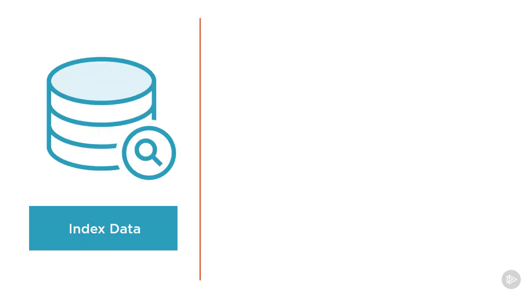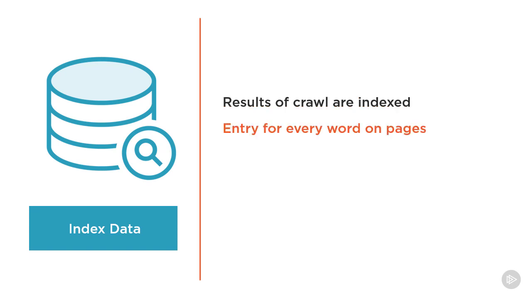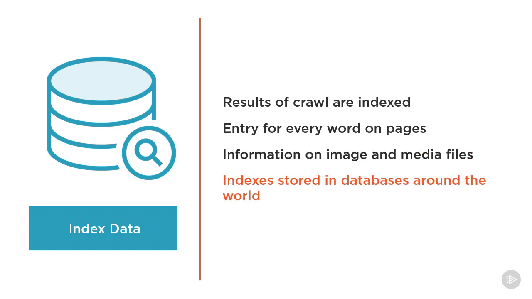The next component of what search engines do is indexing the results of the crawl. Indexes are like the back of a book. They have an entry for each word seen on the page that's indexed. The index also contains information on the key content tags and attributes, like the title and the alt attributes on images.